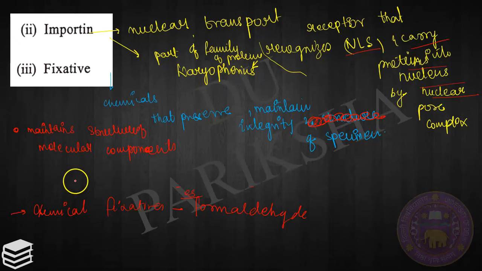Third is fixative. Fixatives are the chemicals that are used in microscopy, especially in preparing samples for light and electron microscopy. It helps to preserve and maintain the integrity of the specimen, whether it's cells or tissues. It maintains the structure or architecture of the molecular components of your sample. It works by stopping biological activity, stabilizing cellular components, and preventing autolysis as well as decomposition.